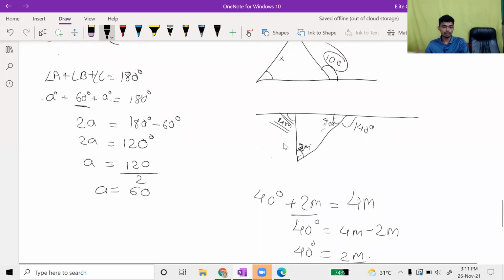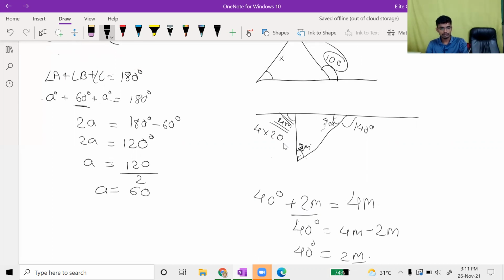So how will you find out the value of this angle? Angle is 4 into m, what is the value of m? 20. So 4 into 20. 4 zeros are 0, 4 twos are 8. 80. And what will be this angle? 2 into m, 2 into 20. 2 zeros are 0, 2 twos are 4. 40 degree. Understood?